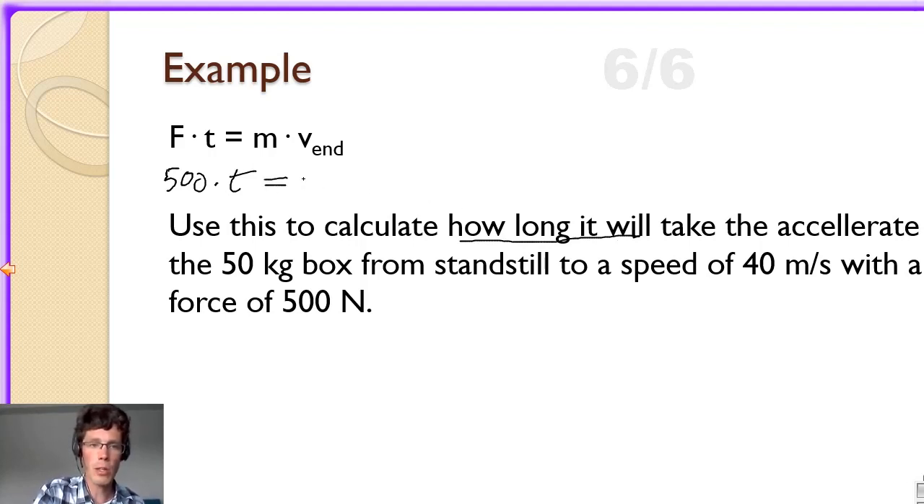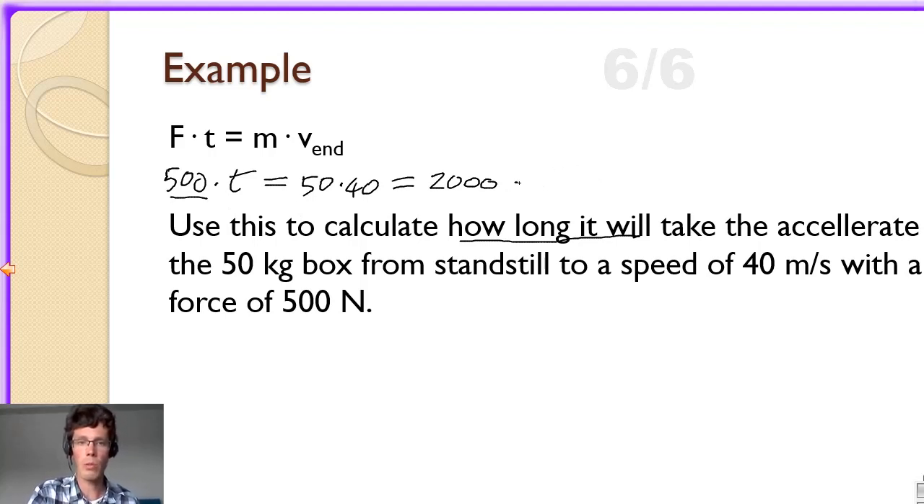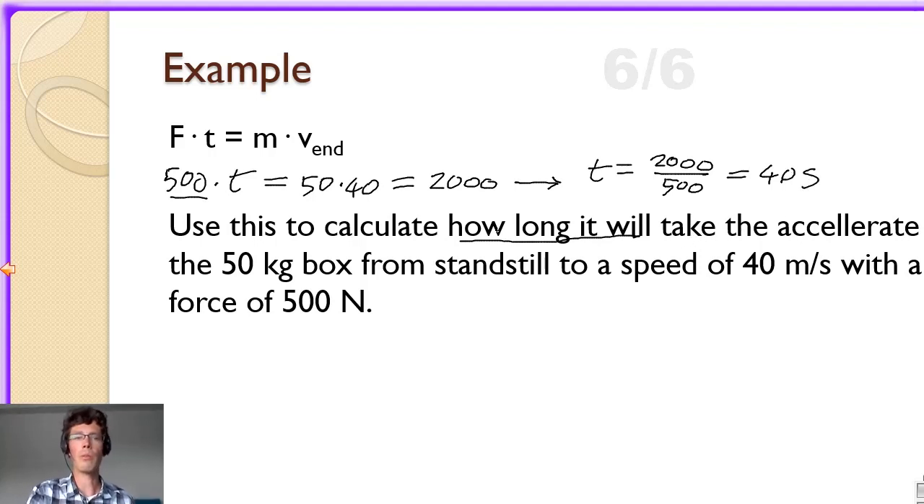But we know the mass, that's 50 kilograms, and we know the speed, 40 meters per second. 50 times 40 equals 2000. Now, we need to bring the 500 to the other side, so we get the time it takes is 2000 divided by 500. If I type this in, I get a result of 4 seconds. So, you see, you can easily calculate any number as long as you know all the others.